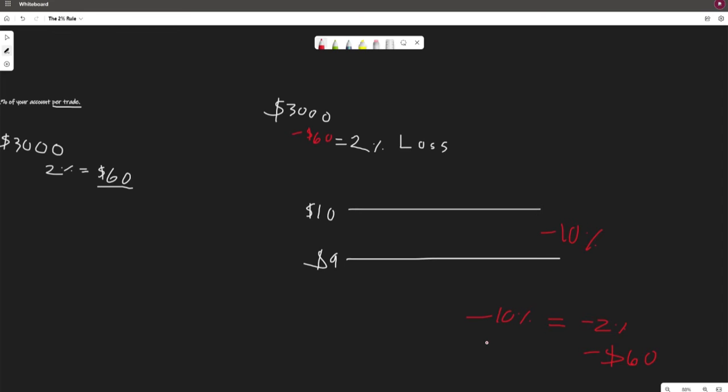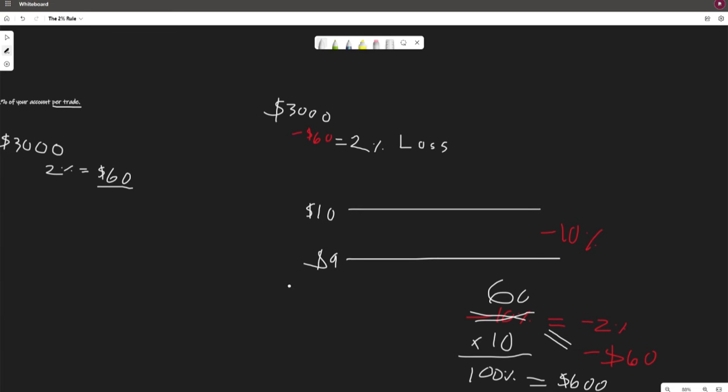Just like the last one, we have to multiply this to where it equals 100. So 10% times 10 will equal 100%. So now this is your position size. If $60 is equal to 10%, we can replace the 10% and do 60 instead. So now we'll do 60 times 10, which equals $600.